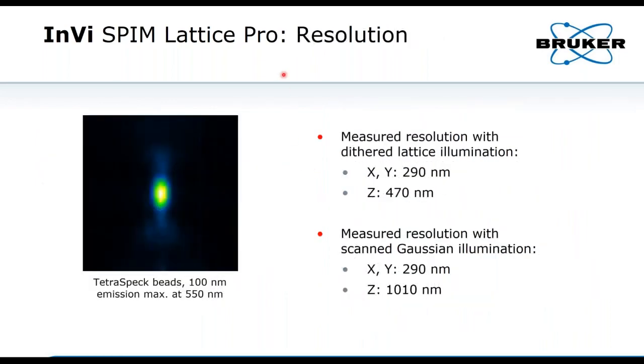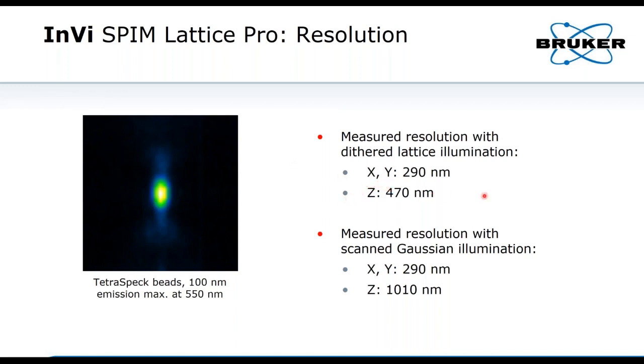Just a word on the resolution. When we measure the resolution with a dithered lattice, we end up with a lateral resolution of 219 nanometers, which one would expect using 100 nanometer TetraSpeck beads. That's basically the physical limit of the objective lens, and the axial resolution is then less than a factor of 2 larger. It's in the range of 470 nanometers, also pretty close to the physical limit of what is technically feasible with this approach.